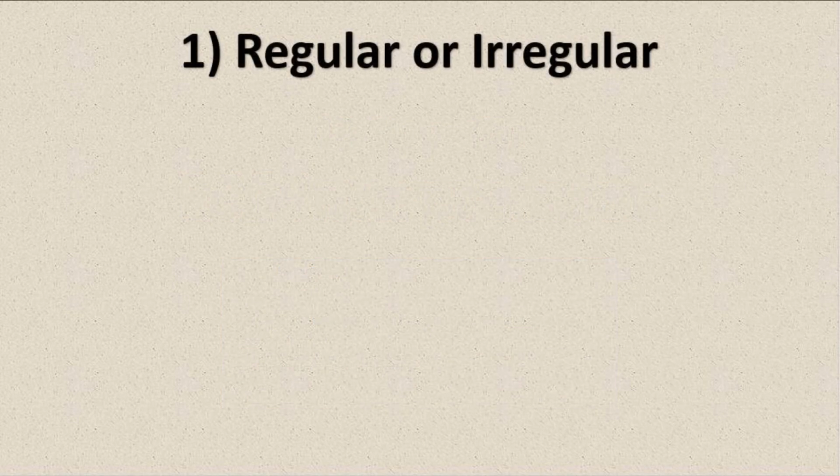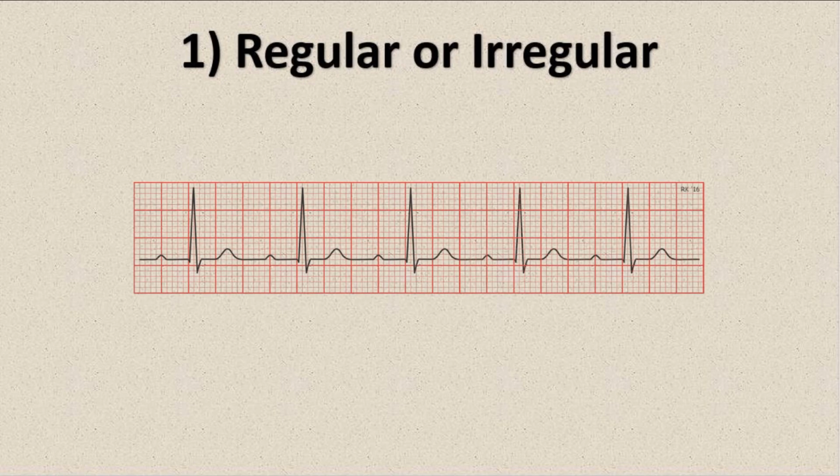So when looking at an ECG, the first thing we will look for is if the rhythm is regular or irregular. We can quickly do this by analyzing our QRS complexes. Do they march out evenly? Or is there variation in the spacing between complexes? Next, we will calculate the heart rate.